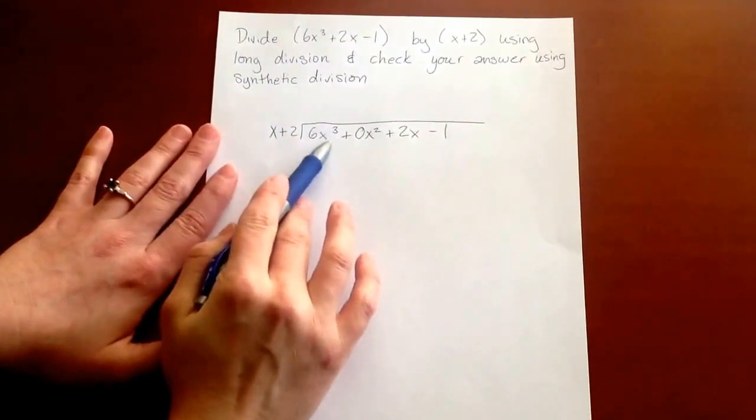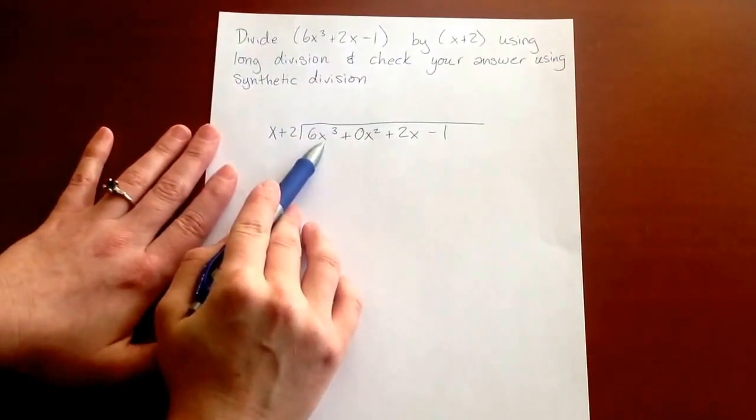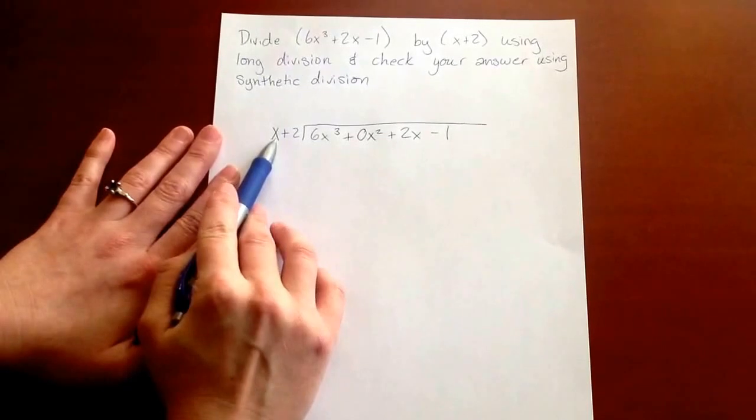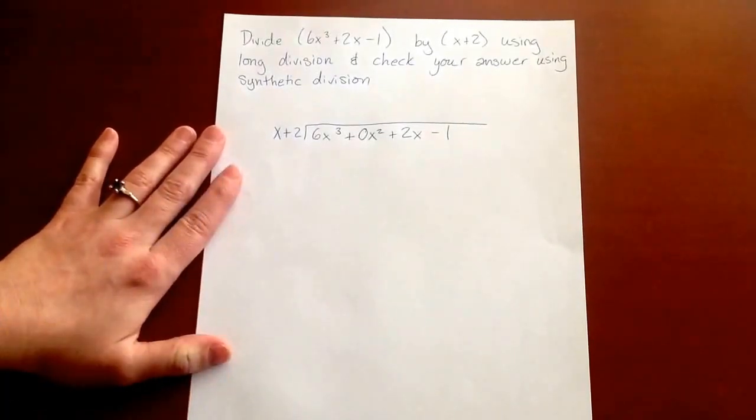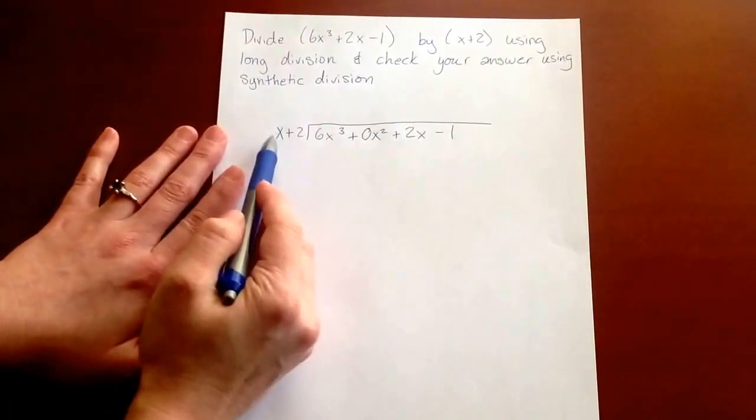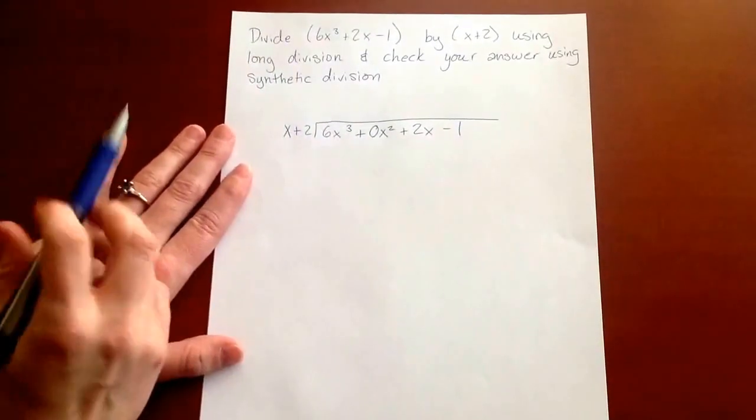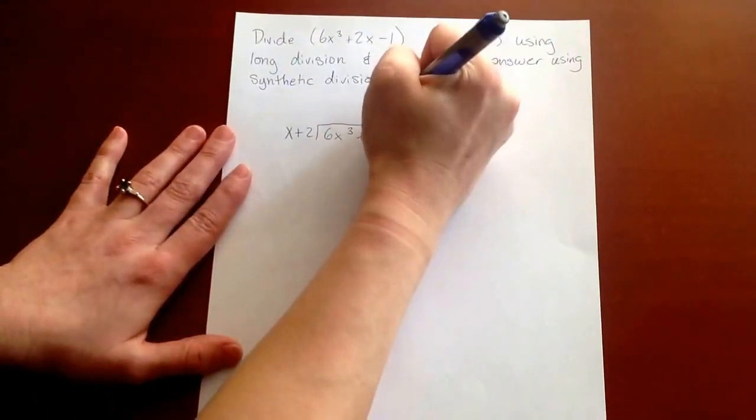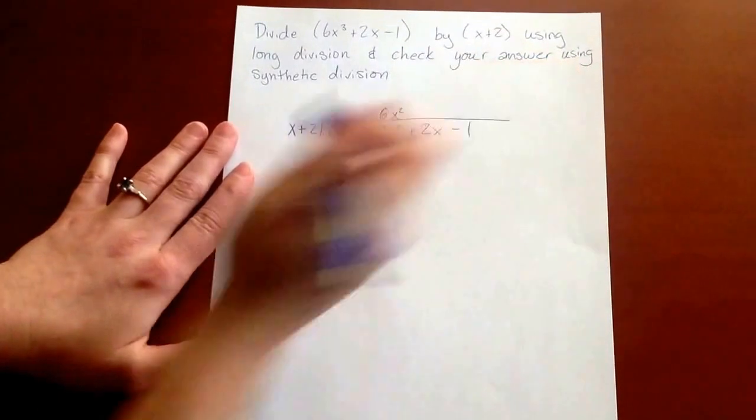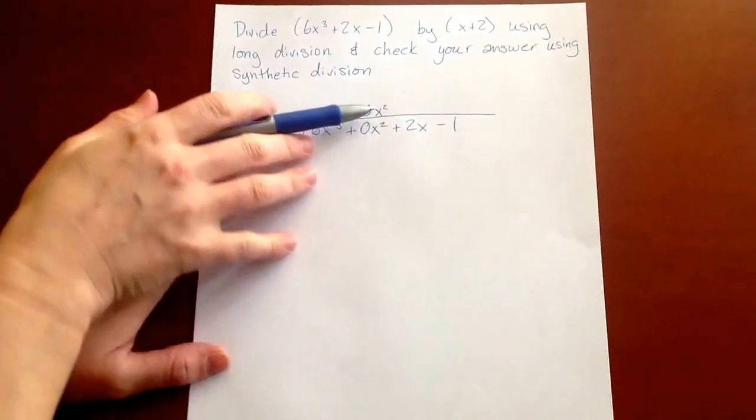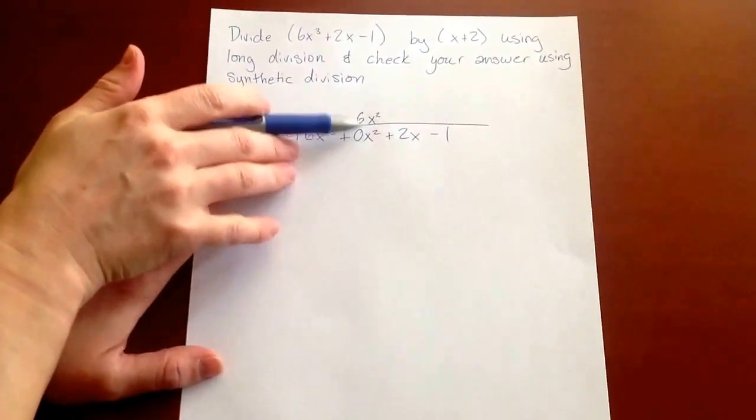Well, x cubed means that we have 3 x's multiplied by each other. And in this one, we only have 1 x, so we still need 2 more x's. And we're missing a coefficient of 6 in front of this. So we need a positive 6x squared. This gets put above the x squared term.